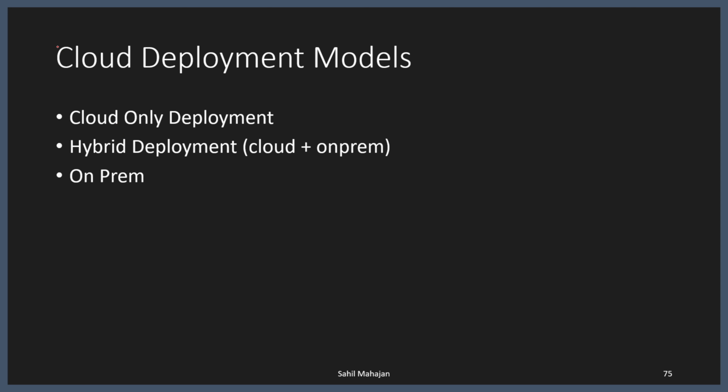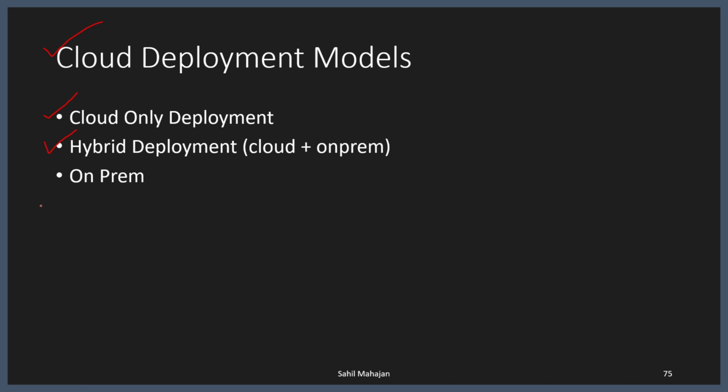Moving on, we're going to talk about the cloud deployment models. We have already spoken about the cloud deployment models, so we're going to quickly glance over it. One is your cloud only deployment, wherein you just deploy things on AWS. That's about it. Your second is hybrid, wherein you do cloud plus on-prem.